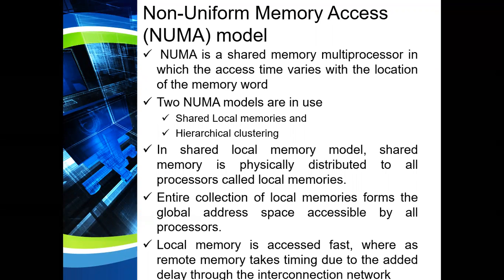Okay, so suppose once again P1 is trying to access location 15. That is remote accessing. So it is taking some time. You see the last point: local memory is accessed fast, whereas remote memory accessing is taking time, because the request has to be sent to the global address space, and the global address space gives permission to access the remote memory of other processors. Okay.